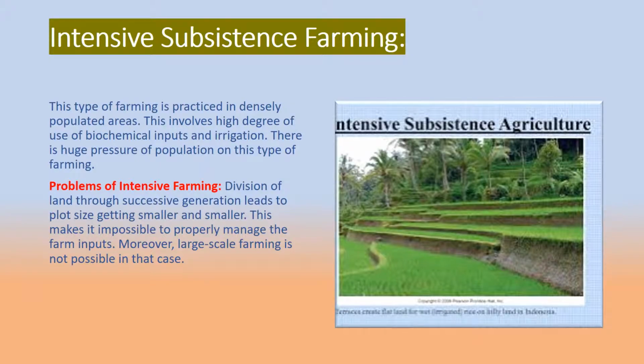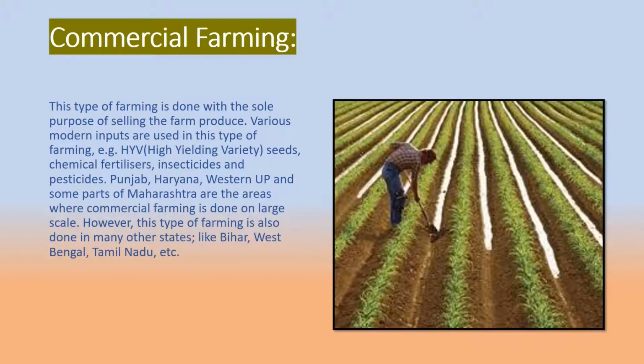Problems of intensive farming. Division of land through successive generation leads to plot size getting smaller and smaller. This makes it impossible to properly manage the farm inputs. Moreover, large-scale farming is not possible in that case.